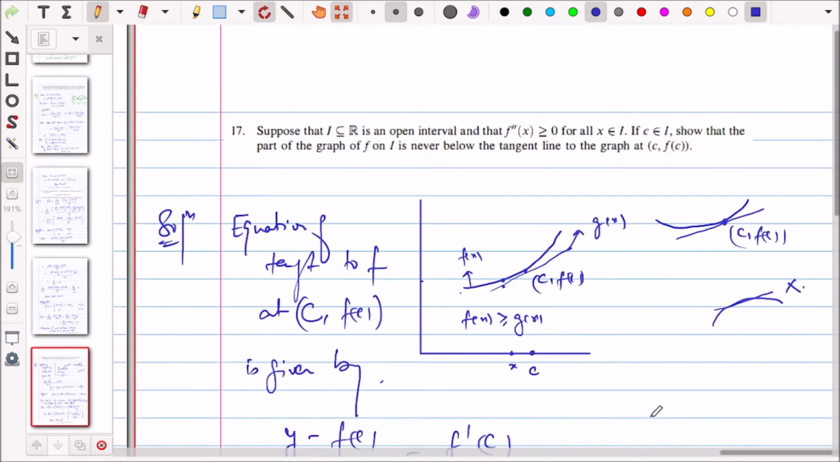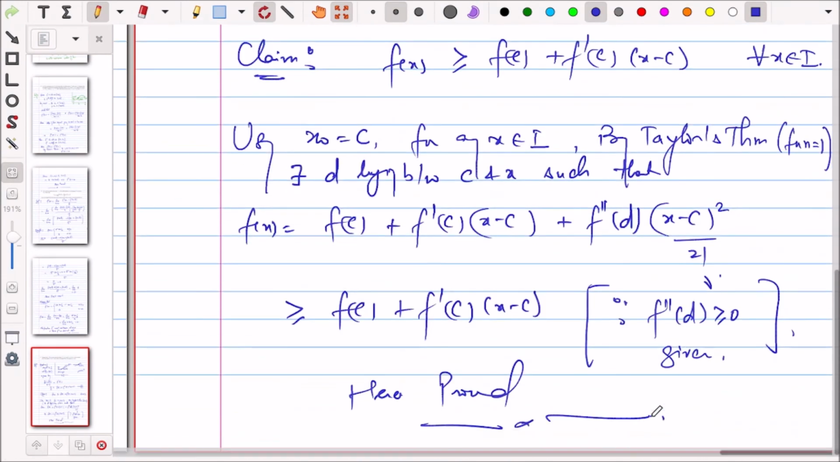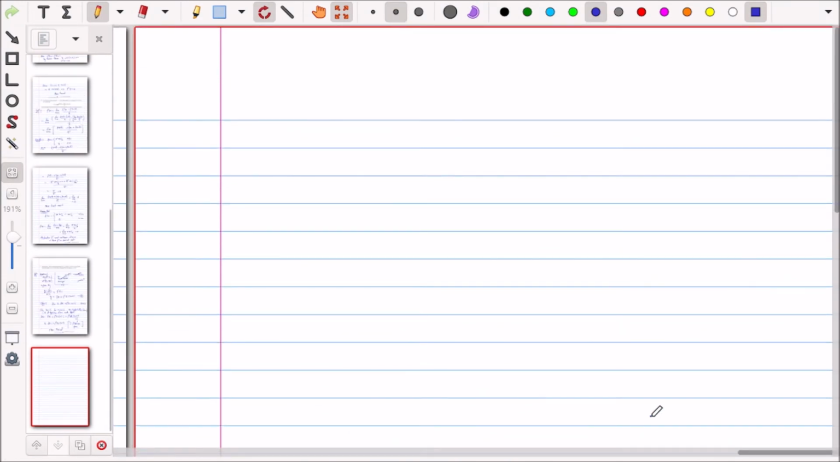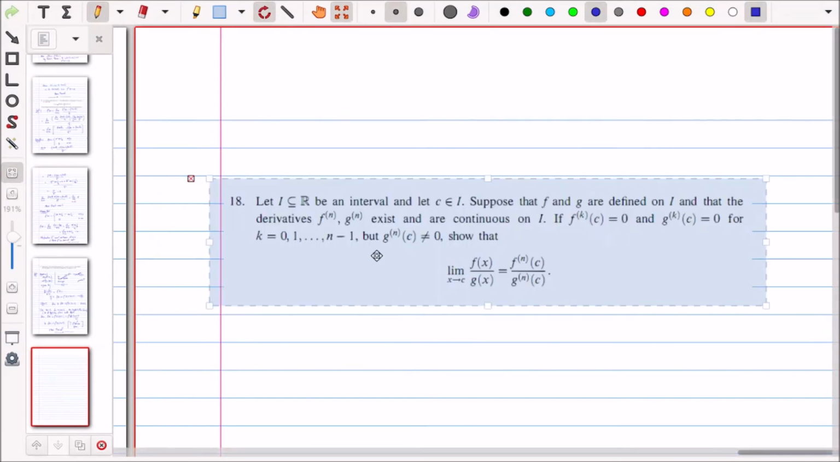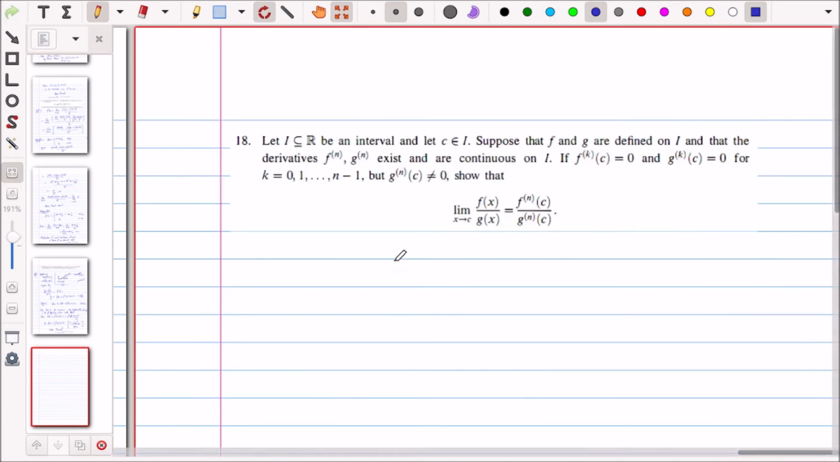So this completes question number 17. Now let us move to question number 18, which is the last question that we are going to do today. Again, this question is a simple application of Taylor's theorem. In this question, we are given an interval I and c is any point in I. We are given two functions f and g defined on I such that f^(n) and g^(n) exist and are continuous on I. We are also given that f^(k)(c) is equal to 0 and g^(k)(c) is equal to 0 for k equal to 0 to n minus 1.